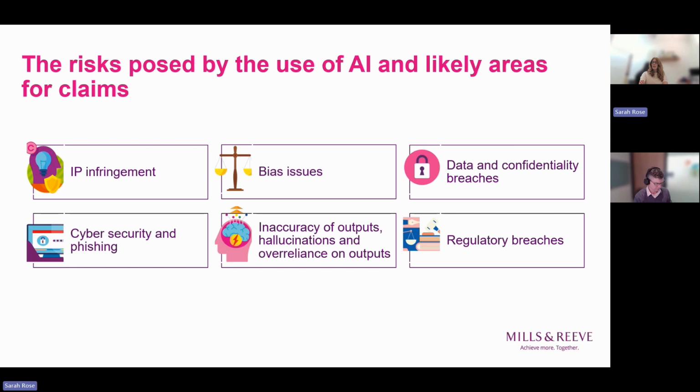Inaccuracy of outputs, hallucination, and over-reliance on outputs. So generative AI outputs are text predictions. They're based on patterns detected from the sources they're trained on. They don't think for themselves. And in most cases, the response you get doesn't explain how it's reached the answer. And it's also dependent on the quality of the question or the prompt, which can make a huge difference to the reliability of the output produced.